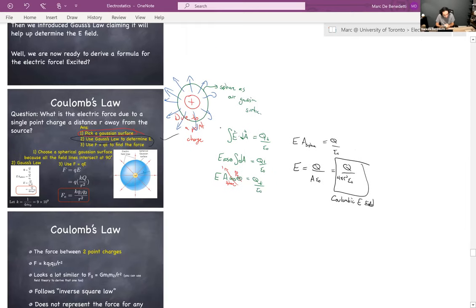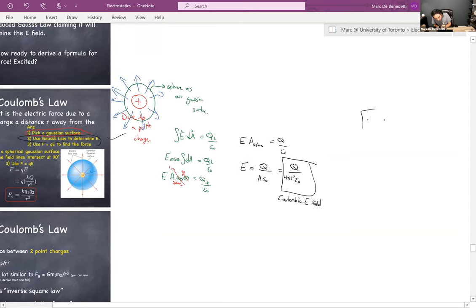So two is done. We've used Gauss's law to obtain the E field. It's Q over 4 pi epsilon naught times R squared. And then lastly, we use the relationship F equals QE to find the electric force. So here, my electric force is going to be some unknown charge Q. So if I wanted to place a second charge Q nearby, that's what that Q would be, times the electric field. The electric field, according to our previous step, is the source, I will say source here, divided by 4 pi epsilon naught R squared.